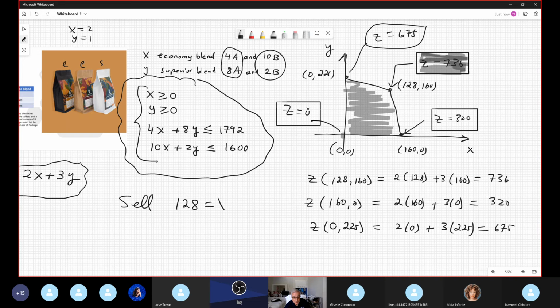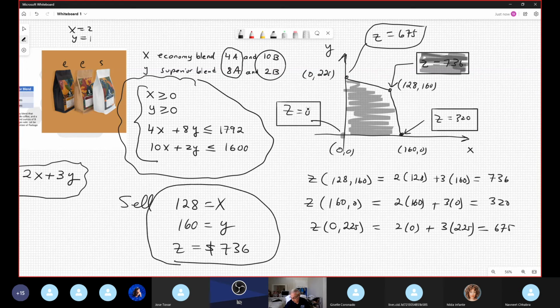128 of economic and 160 of the superior. And when you sell this, your profit is $736. It's the best option we have.